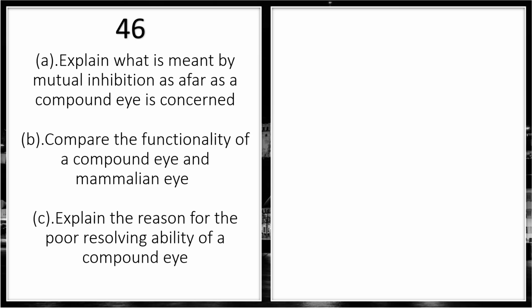What is meant by mutual inhibition as far as the compound eye is concerned? Part B. Compare the functionality of the compound eye and the mammalian eye. Part C. Explain the reason for the poor resolving ability of a compound eye.